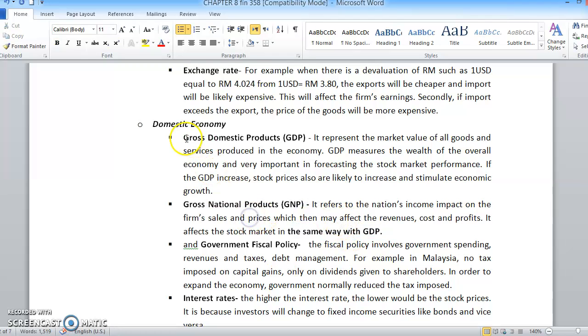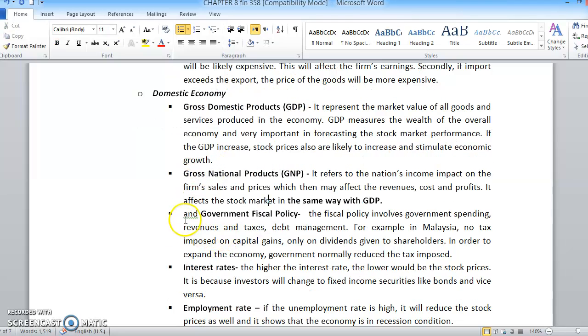Okay. So, apa beza kedua-dua GDP dan GNP? Kedua-duanya memberi tunjukan sama. Sekiranya GDP dan GNP bagus, maka pergerakan stock price juga mungkin akan bagus. Okay. So, GDP is about how much a country can produce. How much we can produce is how much the country can own. Okay, how much can we own between GDP and GNP?